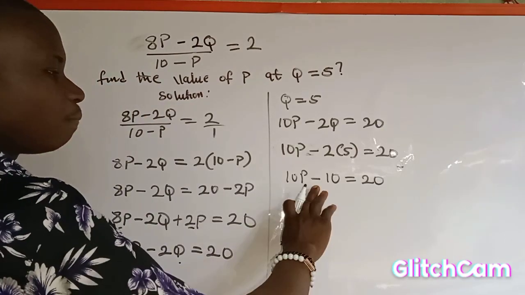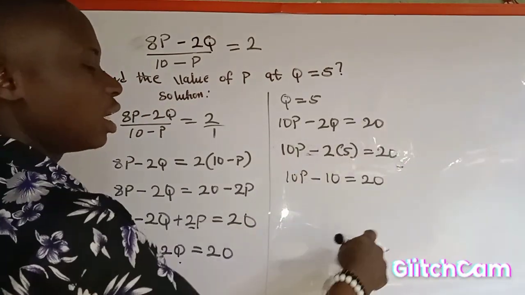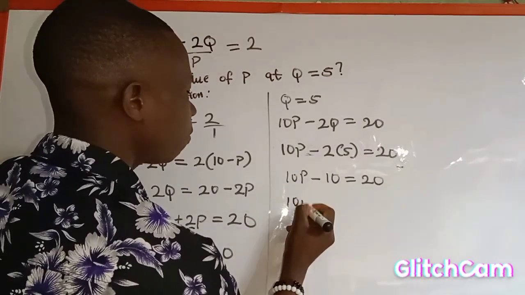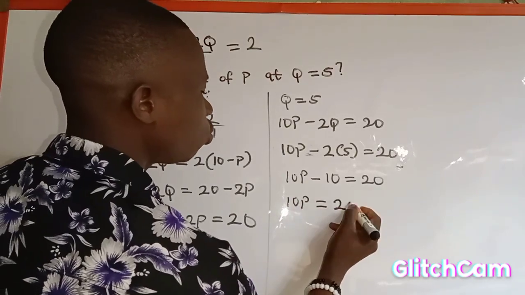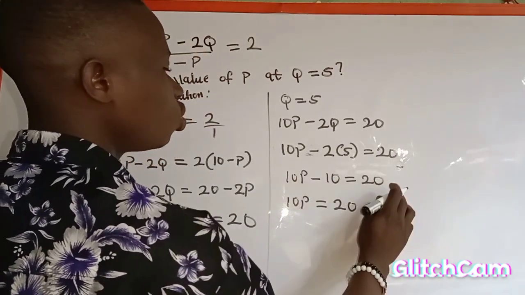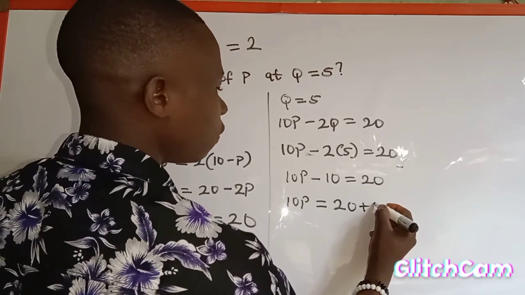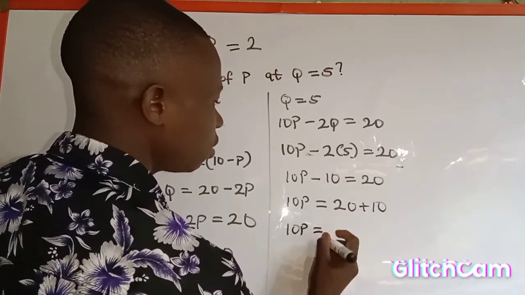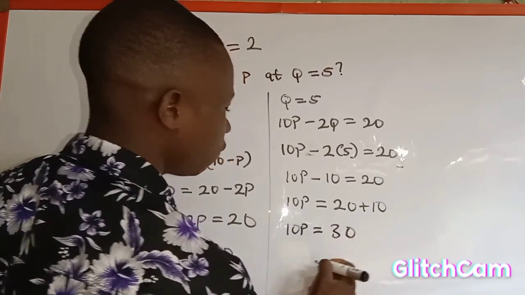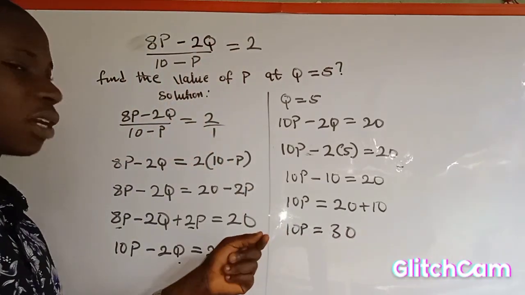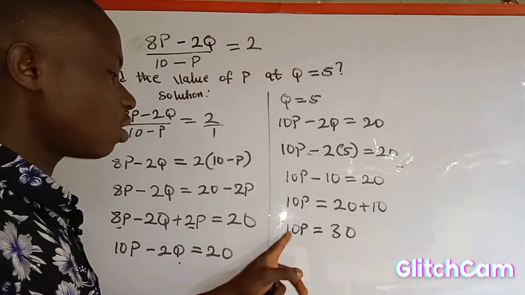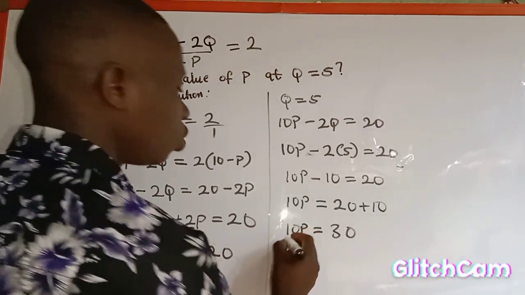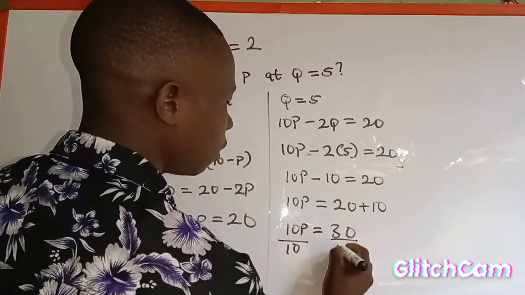To get the value of p, we are going to move this constant to the right hand side. I have 10p, which is equal to 20. Then this negative 10 is going to cross, it will change to positive 10. So I'll have 10p now will be equal to 20 plus 10, which is equal to positive 30. To get the value of p, we are going to divide both sides by the coefficient of p, which is 10. So divide both sides by 10.